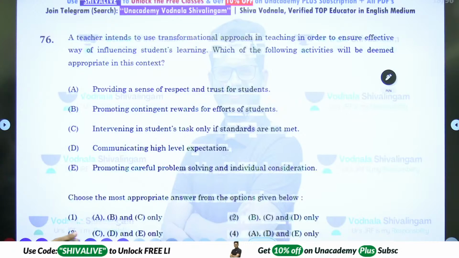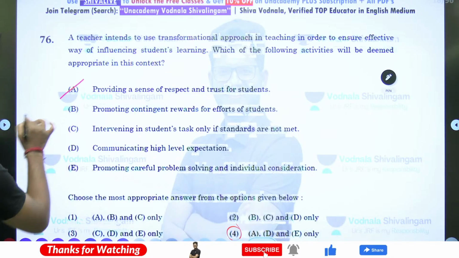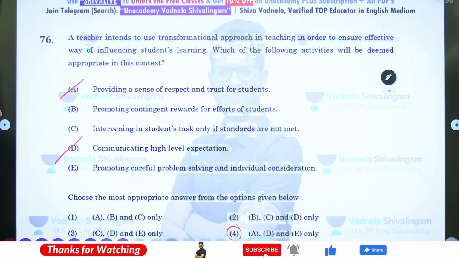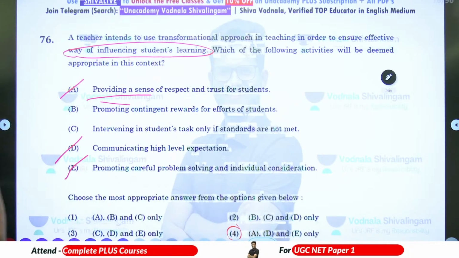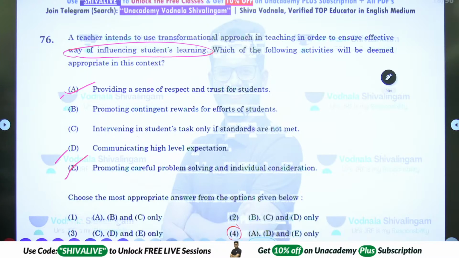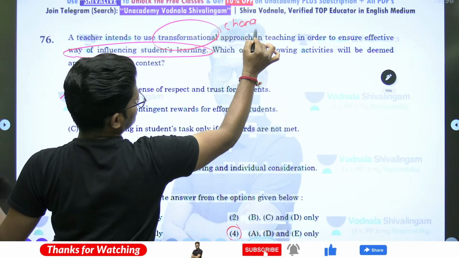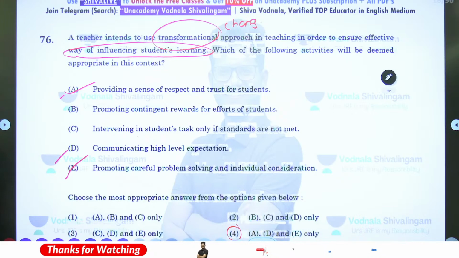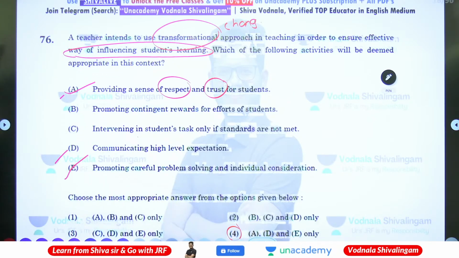The answer for this question is option 4, that is A, D and E. A, D and E is the correct answer. That is providing a sense of respect and trust for the student and communicating high level of expectation, as well as E, promoting careful problem solving and individual consideration. Transformational approach in teaching is to ensure an effective way of influencing students' learning. Transformational means entirely changing the approach. Now, providing a sense of trust and respect, recognizing their efforts and increasing their learning ability and motivational levels.